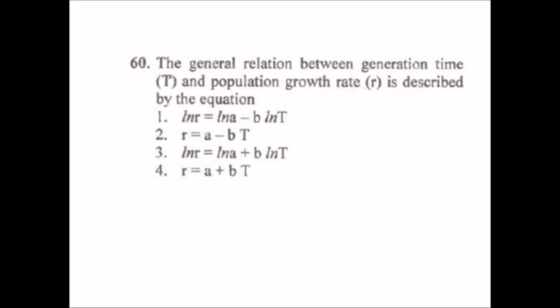The general relationship between the generation type and population's growth rate is described by the equation. The equation is ln r equals ln a minus b log t.